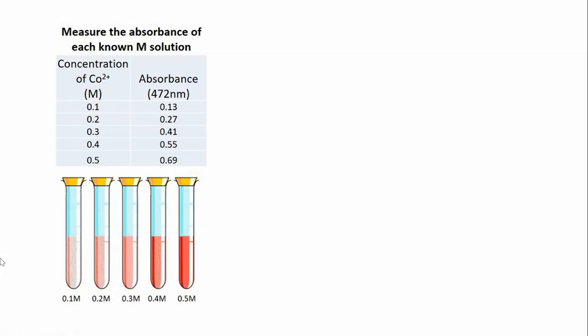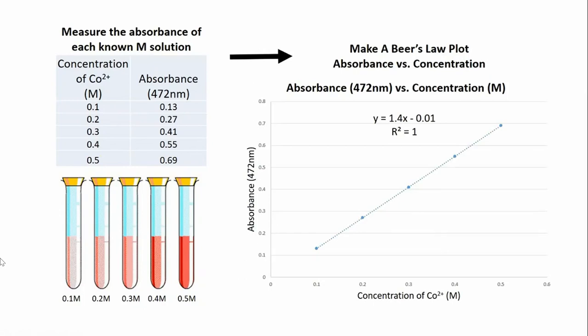Once I have this data, I use it to create a Beer's law plot. A Beer's law plot is just absorbance plotted against concentration. So I've got absorbance on my y-axis, concentration on my x. Once I plot my points, it's very common to fit a trend line. So here's the equation for that trend line, and an R-squared value.